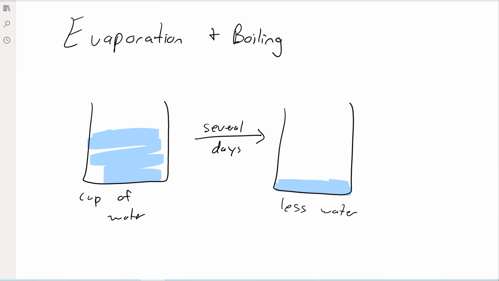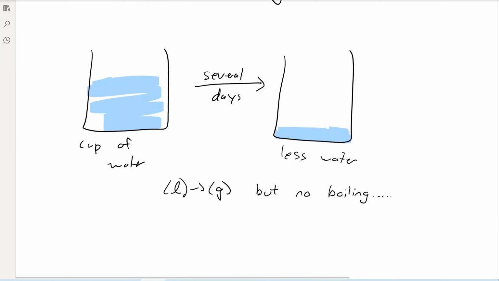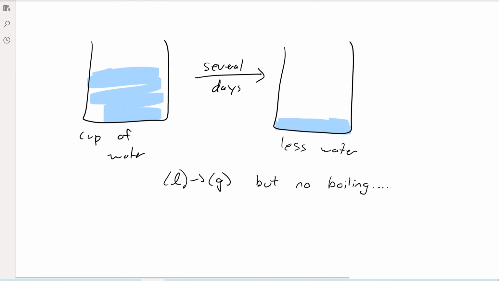And so what we have here is a phase transition, a liquid to a gas phase transition, but we have no boiling. Right, but we just said, hey, the phase transition from a liquid to gas is boiling. So what we have to do is adjust our mental model of what's going on in these compounds.